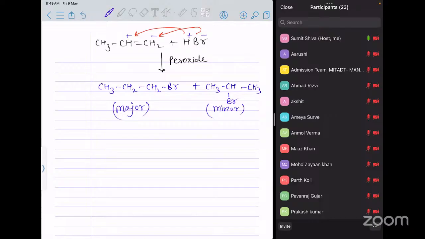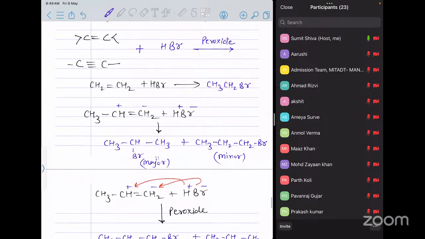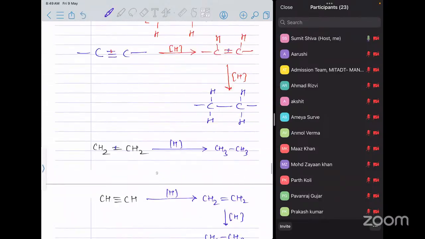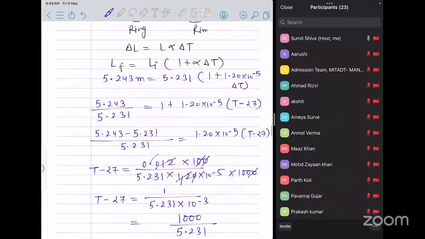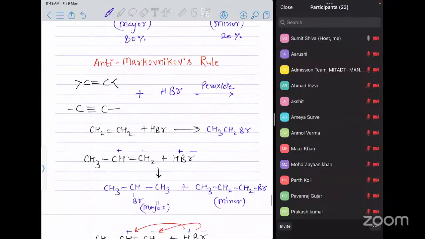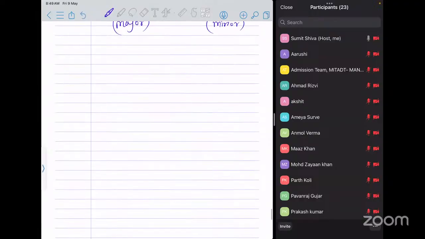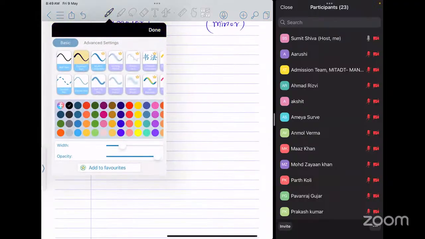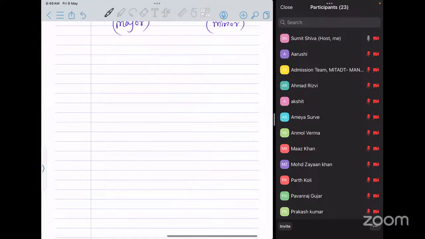Okay, should we move to the next reaction? Okay.